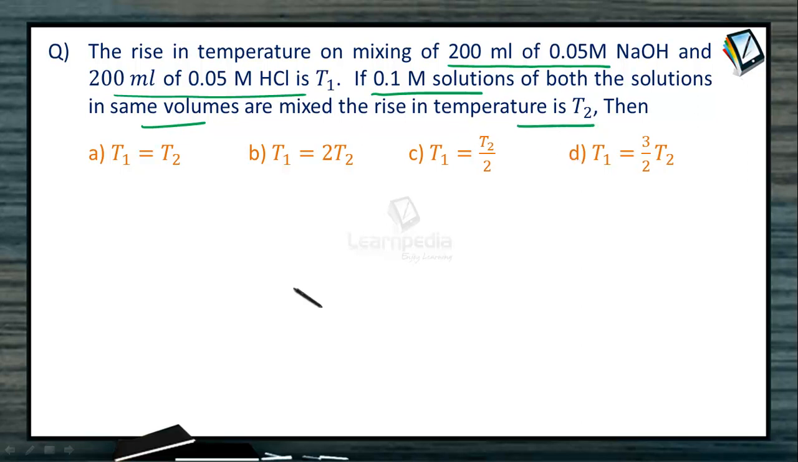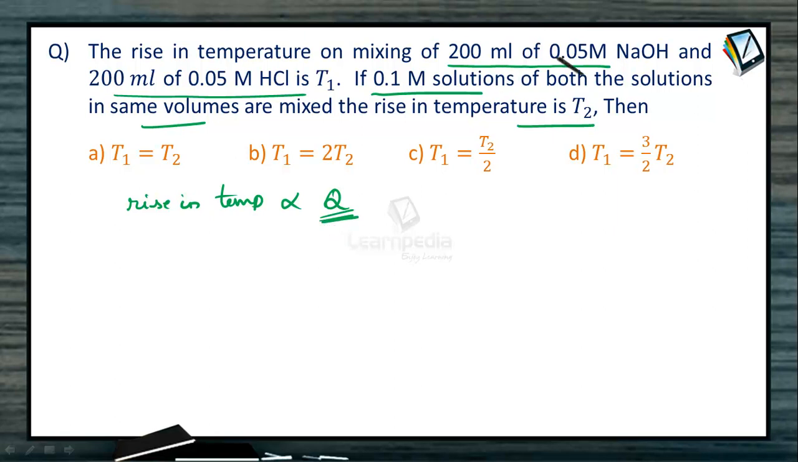T1 and T2. We know the basic concept that the rise in temperature is directly proportional to the amount of heat released in the process of neutralization, isn't it? So greater the amount of heat released, more is the rise in temperature. So now here we need to find out how much heat is released in both the cases. Then we can definitely relate between the rise in temperature.